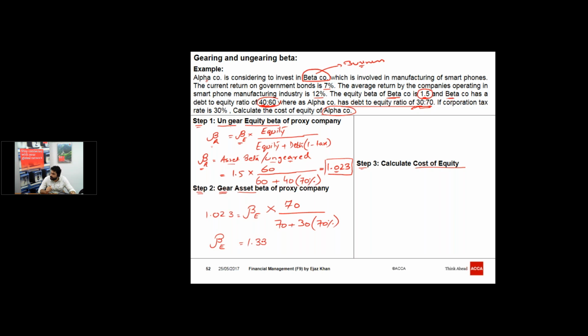Everyone else should cross-check this value. Is it the correct value? It's 1.33, yes? Okay. Now, if you see, the equity beta of Beta Company was 1.5, whereas the equity beta of Alpha Company is 1.33, lower than the Beta Company's equity beta. And what is the reason? Why do we have lower equity beta for Alpha Company than Beta Company?